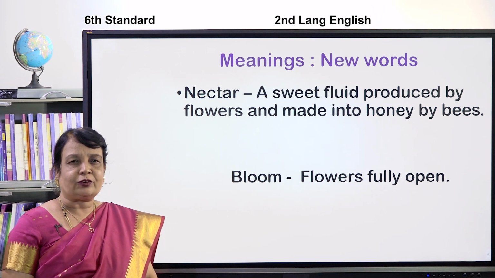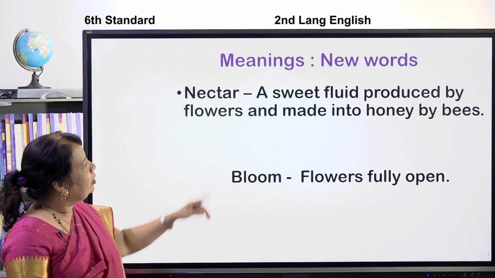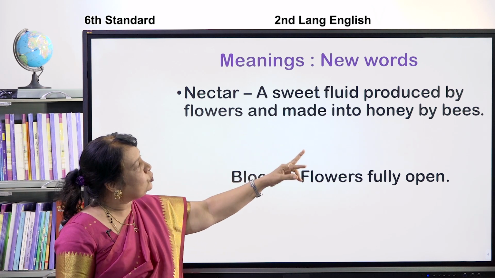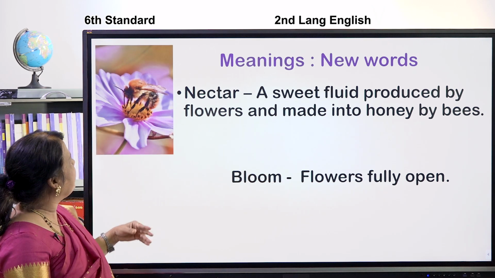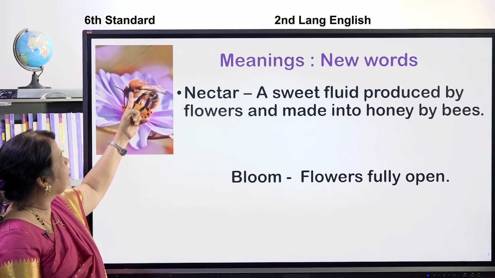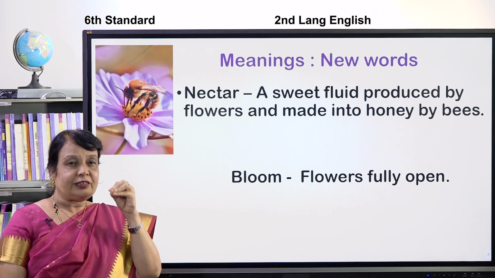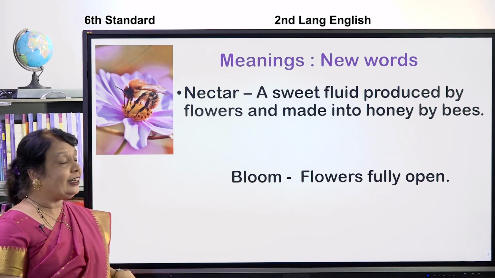Nectar. What is it called as? Nectar. A sweet fluid produced by flowers and made into honey by bees. Can you see, children, here? This is a honey bee. It is sitting on a flower and it is, yes, sucking the nectar.